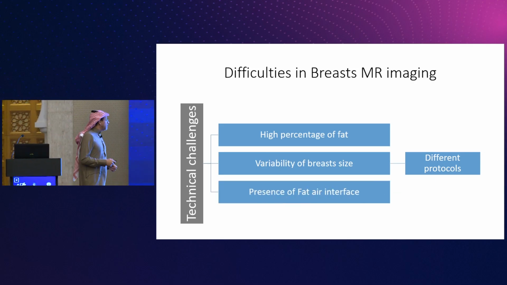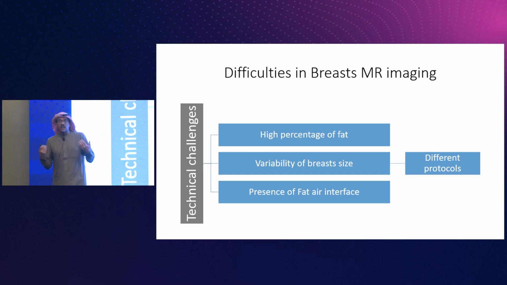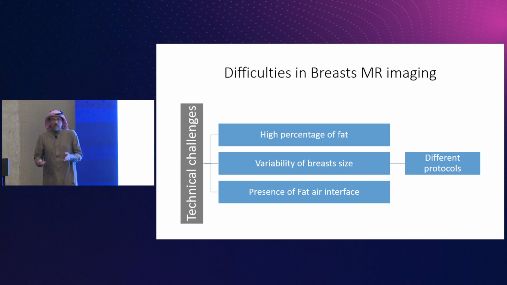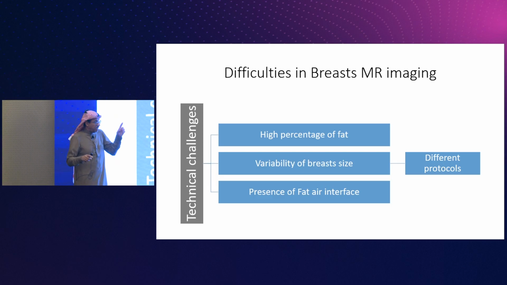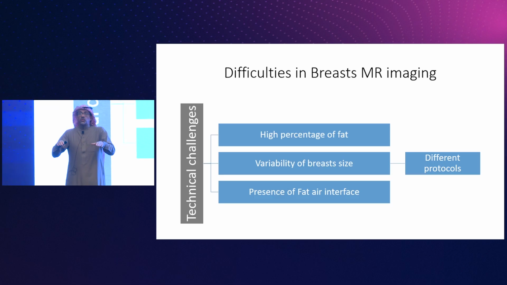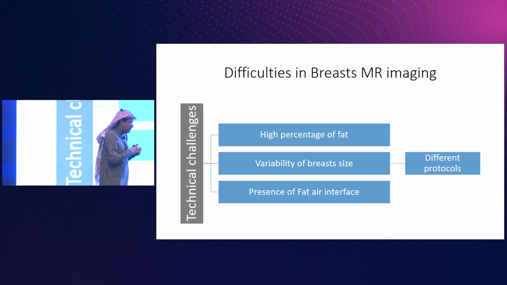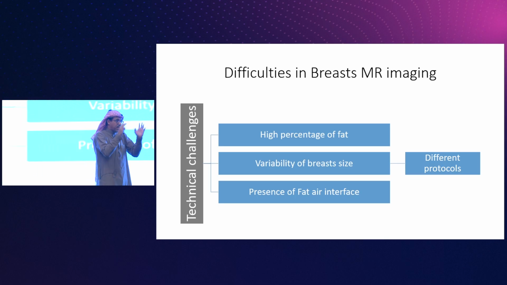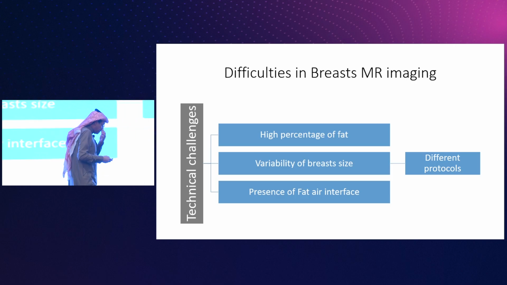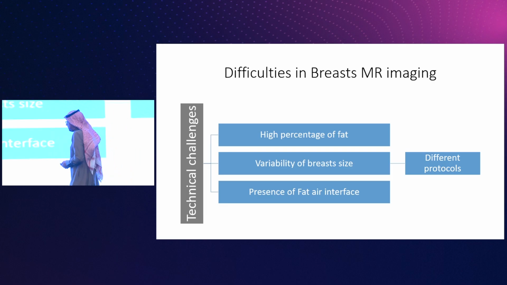And we have the presence of fat-air interference from the side, like air, tissue, air. And you know that whenever we have, as Dr. Abdullah said yesterday, air and tissue, you have a difference in hydrogen atoms. The air has no hydrogen atoms, or a few, unlike the tissue. So that will cause difficulties too.